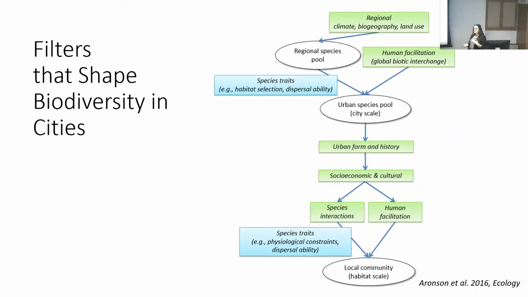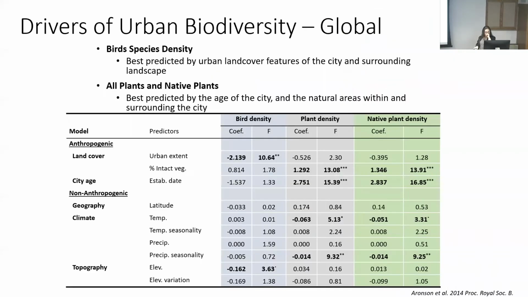And I'm going to give a couple of case studies where we've examined particular filters such as urban form, species interactions, and then I'm going to talk a little bit about this human facilitation filter, which is management, right? And our choice of plant species.